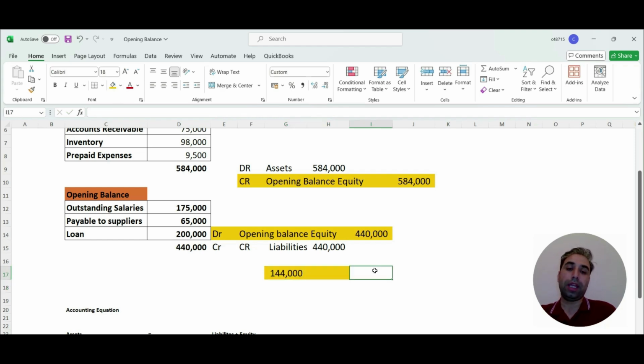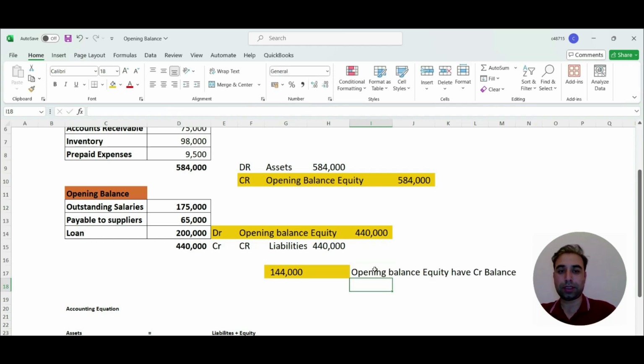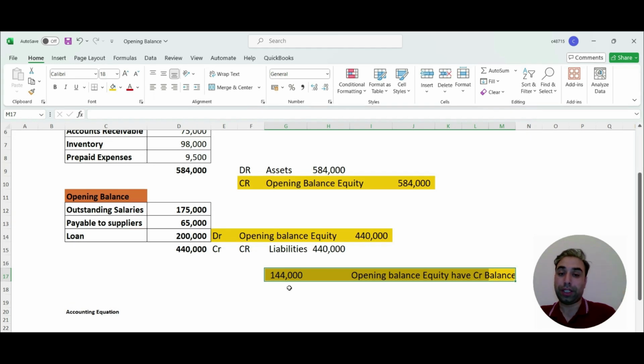So now in your opening balance equity you have a credit balance of 144,000. This can be transferred to the equity account, capital account, or partners' capital accounts if there is more than one partner, according to their agreement or profit sharing ratios.